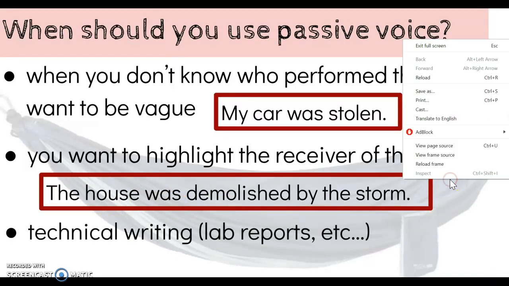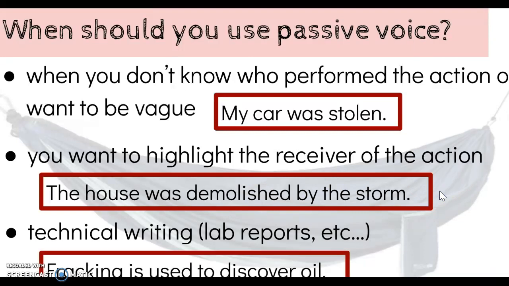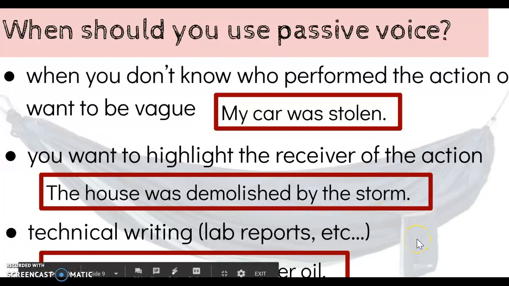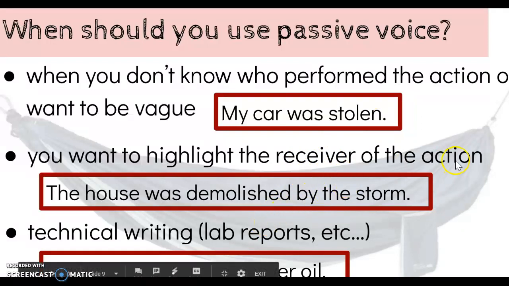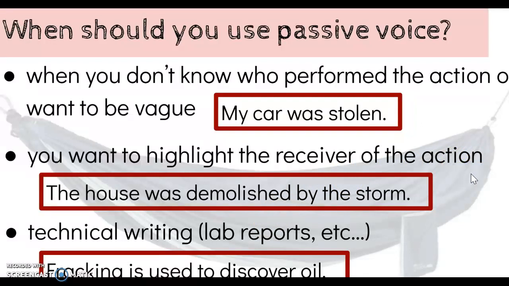And then the last one is when we're doing technical writing. So I think of lab reports, or if you're talking about a science report. Fracking is used to discover oil. And here's another case where we don't really have a person doing that action, or we don't know who is doing that action. Now I can go back and check with my zombie format. My car was stolen by zombies. The house was demolished by zombies. Fracking is used by zombies. So in all of those cases, it's obvious that I'm using passive voice.